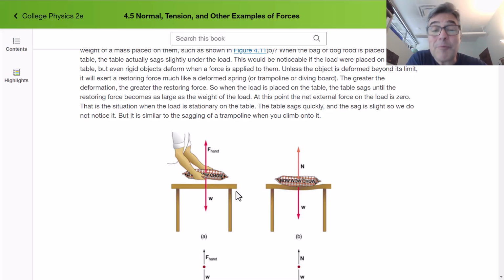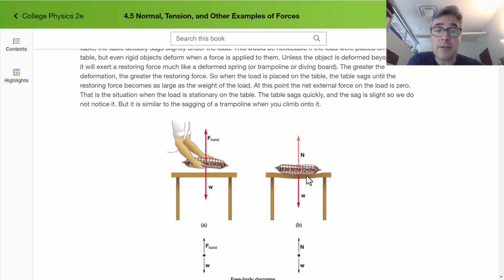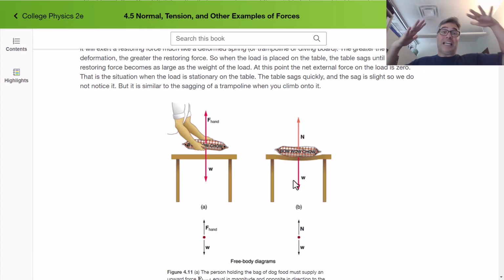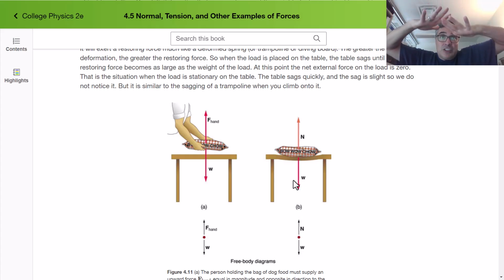For example, this is what supports something when you put Bow Wow Chow on the table. The weight pulls it down, but it doesn't accelerate down because the table pushes upwards with a normal force. What's interesting is that you can imagine standing on a trampoline. The trampoline would bend down and stretch and then produce a force until it cancels your weight and stops you. You may not think a table would do that, but a table also bends when you put something on it, just a tiny little bit.